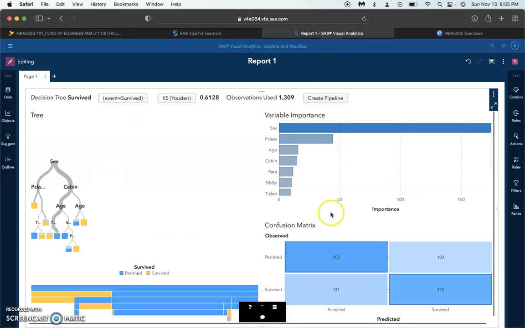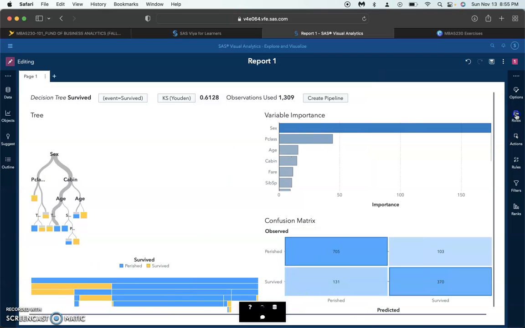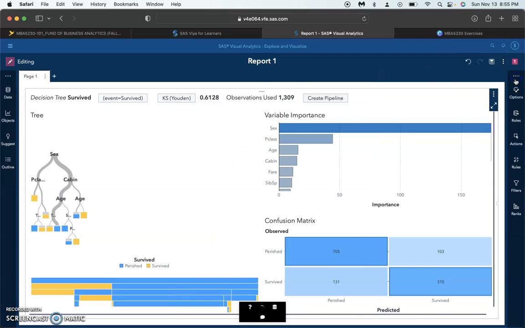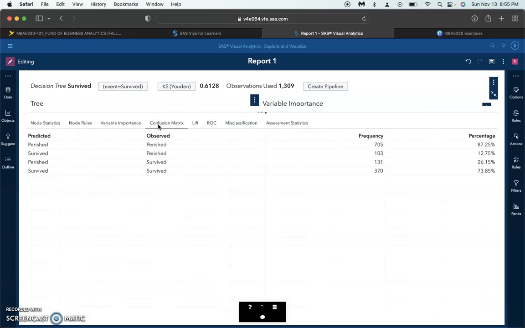As you can see, I already put this into SAS Viya. The role being that the response is survived, and then the predictors are basically all of the other variables that were available to be clicked. So as you can see, we have the decision tree, variable importance, survive versus perish, and the confusion matrix. We're going to specifically just look into that to start, so we're going to expand it and look under confusion matrix.